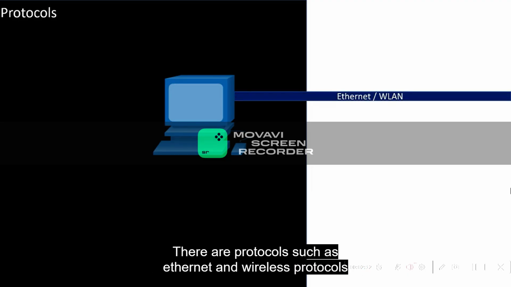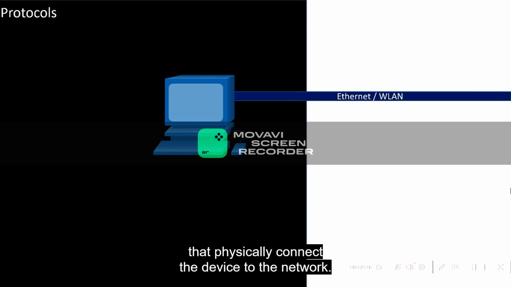Most network communications are broken up into smaller data units, which we can refer to as packets. When packets are sent on a network, many protocols are involved to help them reach their final destination, each accomplishing a different task. There are protocols such as Ethernet and wireless protocols that physically connect the device to the network.